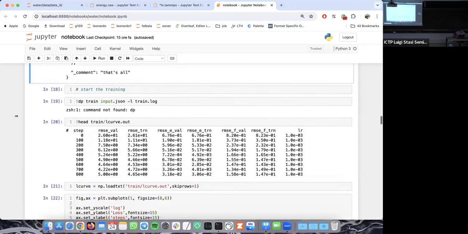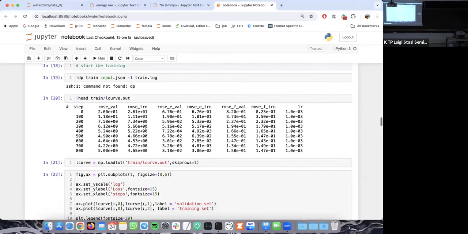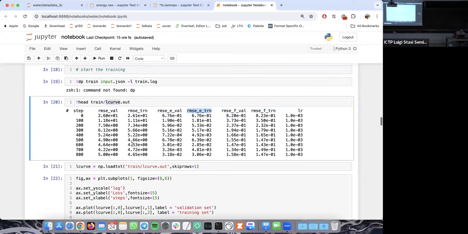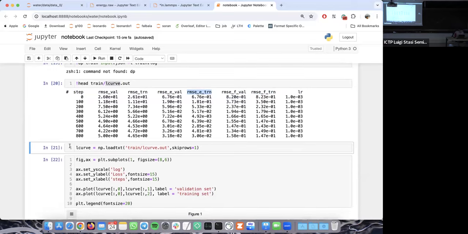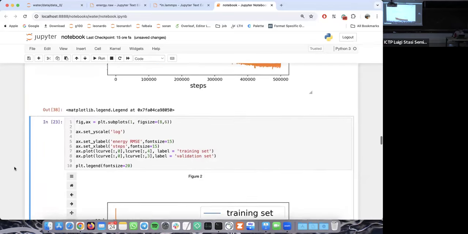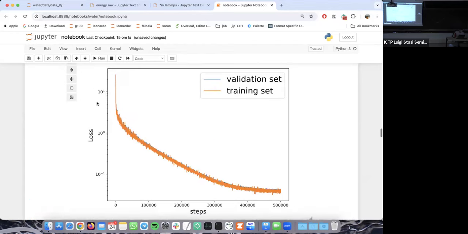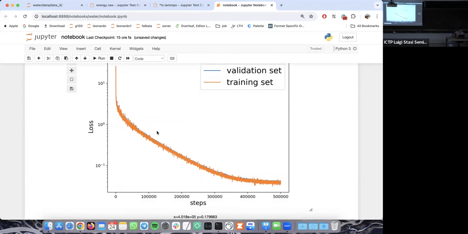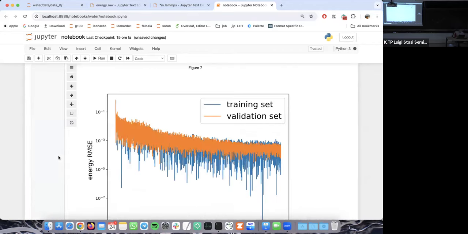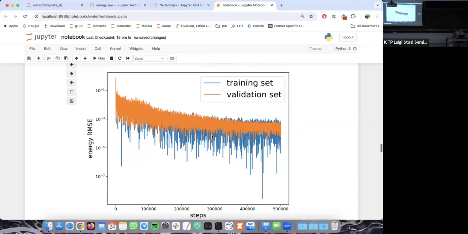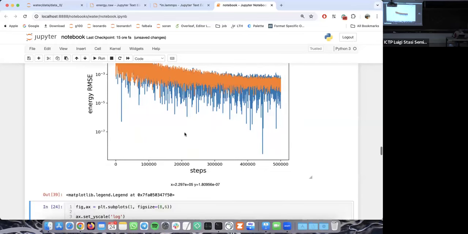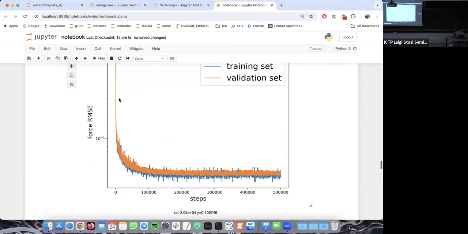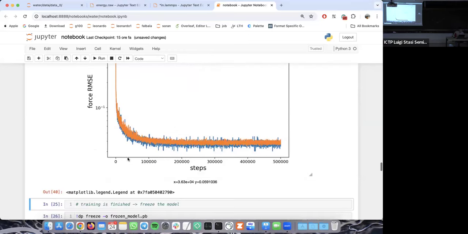So you start the training. The training is performed on GPUs, of course, and you have this file called L-curve that gives you the value of the loss function for the forces and for the energy, and we do not have the virial here. You can look at the total loss function, and you can see that it is decreasing, nice. You can look at the energy, and you won't see any kind of overfitting. Also for the forces, no overfitting, good.